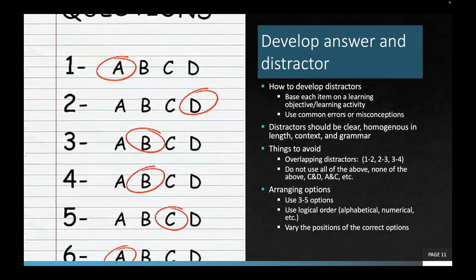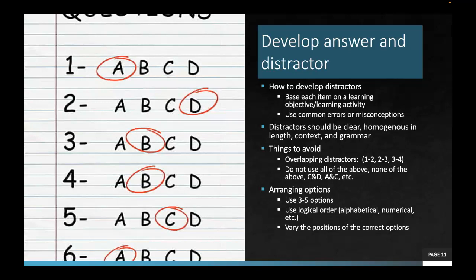You want to make sure that your distractors are homogeneous in their length, their context, and their grammar. So if your correct answer is in past tense, all of your distractors should be past tense as well. Things like that.